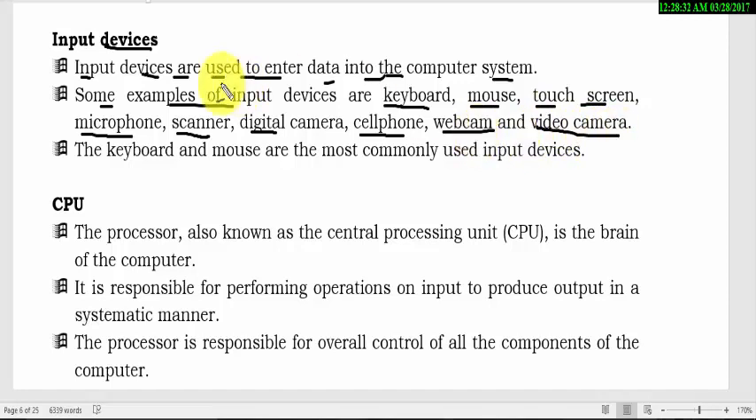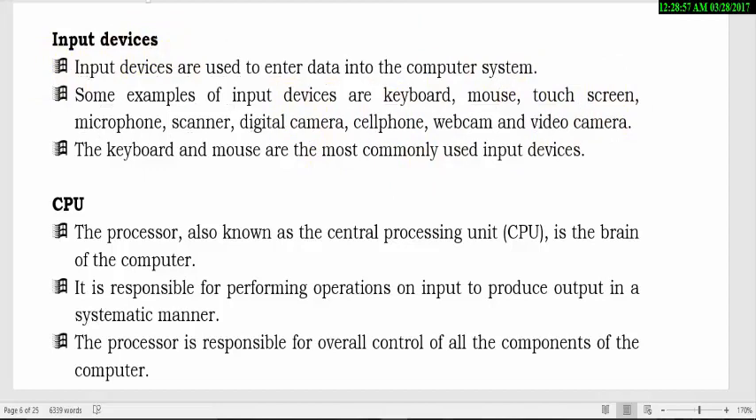As students, you need to understand what these input devices are. These are used to enter data into the computer system. You should also understand the examples, which are keyboard, mouse, touch screen, microphone, scanner, digital camera, cell phone, webcam, and video camera. All these components of the computer are called input devices because they are used to enter data into the computer. Thank you very much.